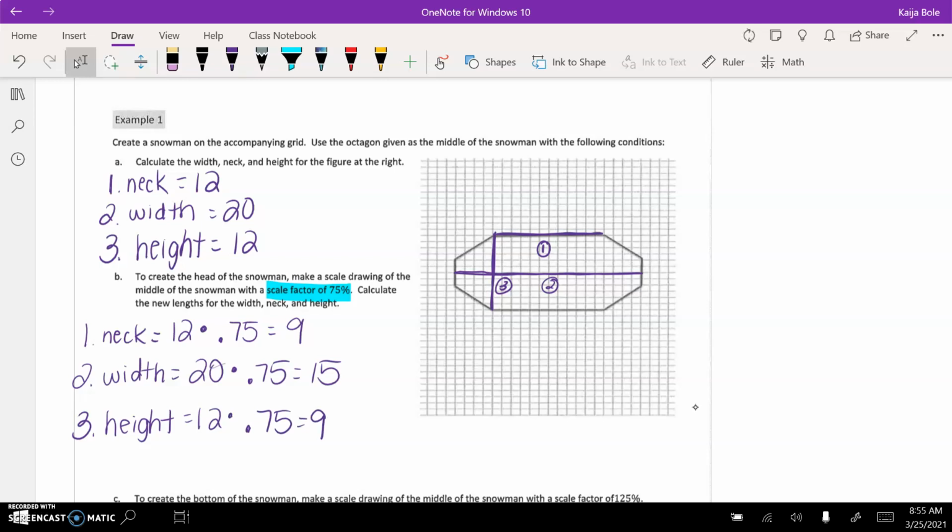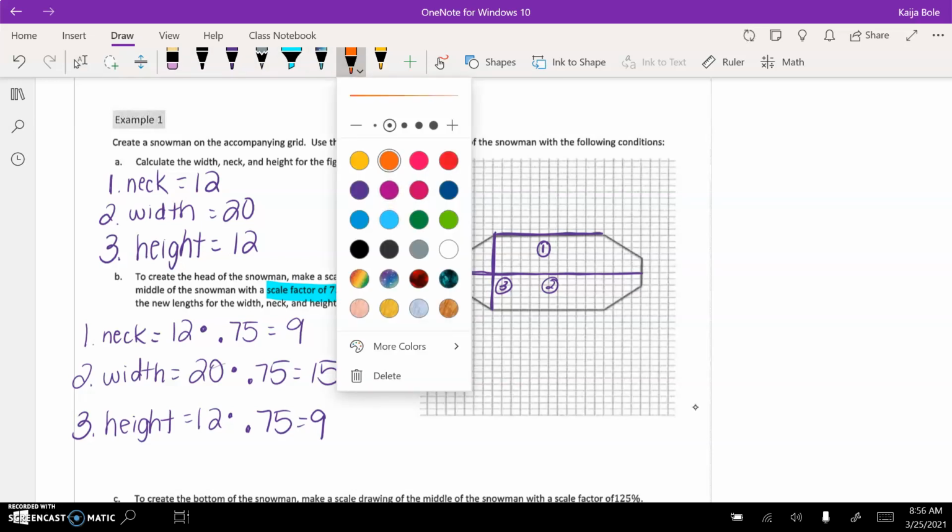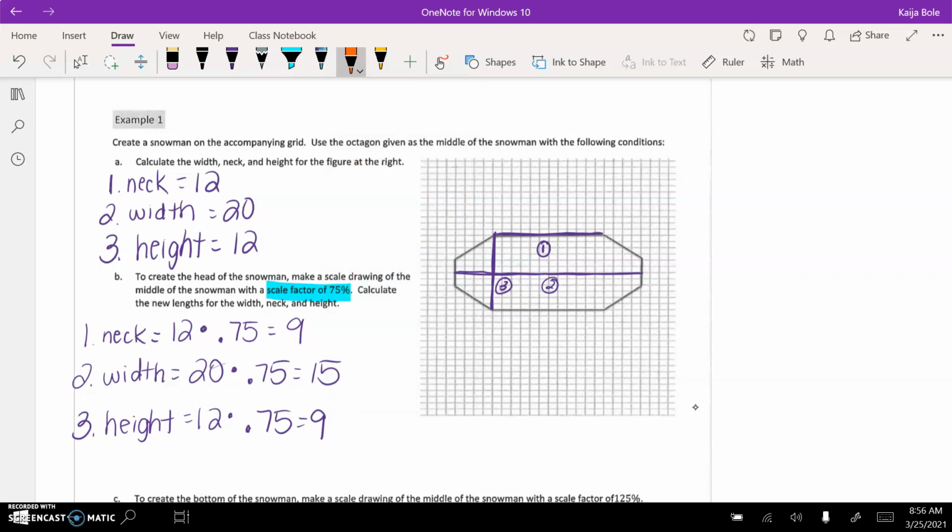All right. So to start drawing that, I'm going to do this in a different color. Do this one in orange. So the neck would be 9. Now you can't exactly center it because it's 12. So you want to count, 1, 2, 3, 4, 5, 6, 7, 8, 9. I'm going to do the height next, which is also 9. So 1, 2, 3, 4, 5, 6, 7, 8, 9. And then I'm going to draw another line up top there.